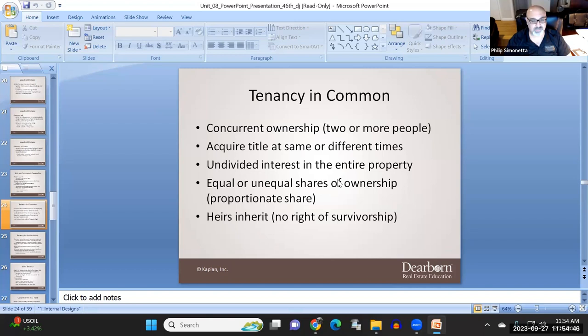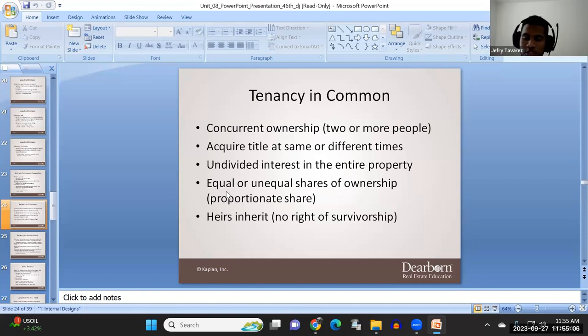Or if three people are buying and flipping property. One guy's putting half the money, the other two are putting 25%. The guy that puts half is 50%, 25, 25. You would do tenants in common. That's tenancy in common. Do you understand that?